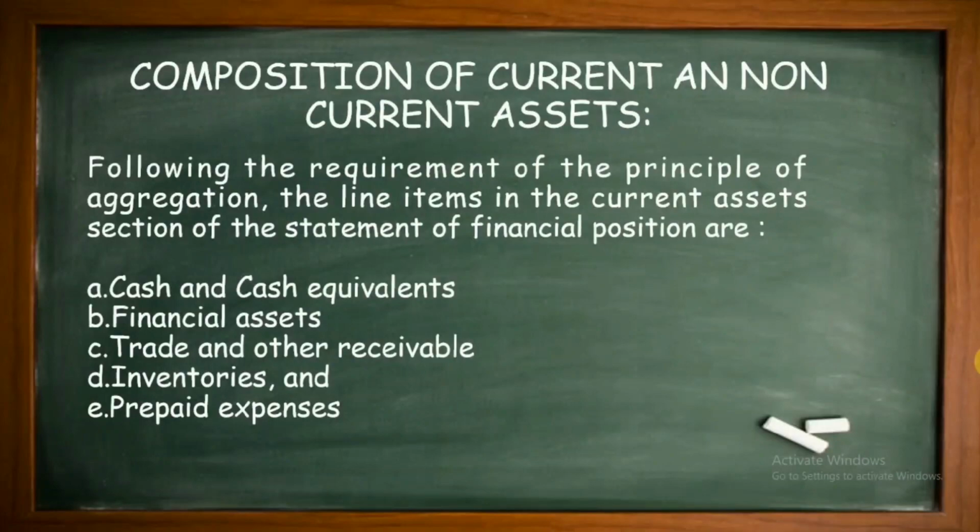Compositions of current and non-current asset. Following the requirements of the principle of aggregation, the line items in current asset sections of the statement of financial position are A. Cash and cash equivalents. B. Financial asset. C. Trade and other receivables. D. Inventories. And E. Prepaid expenses.